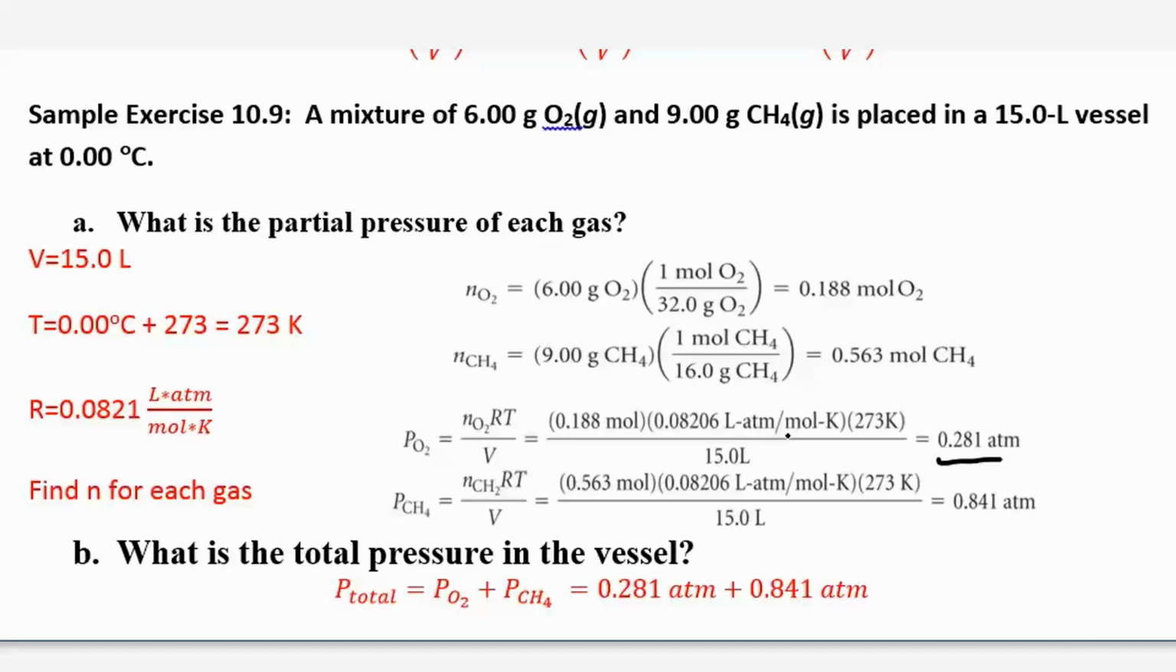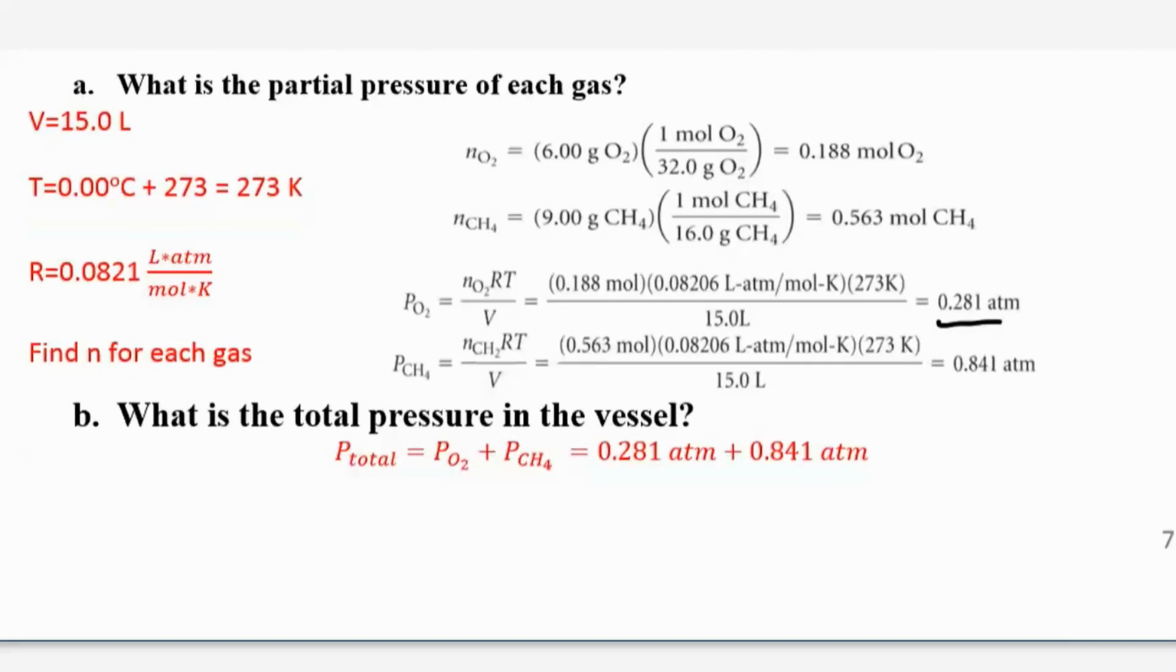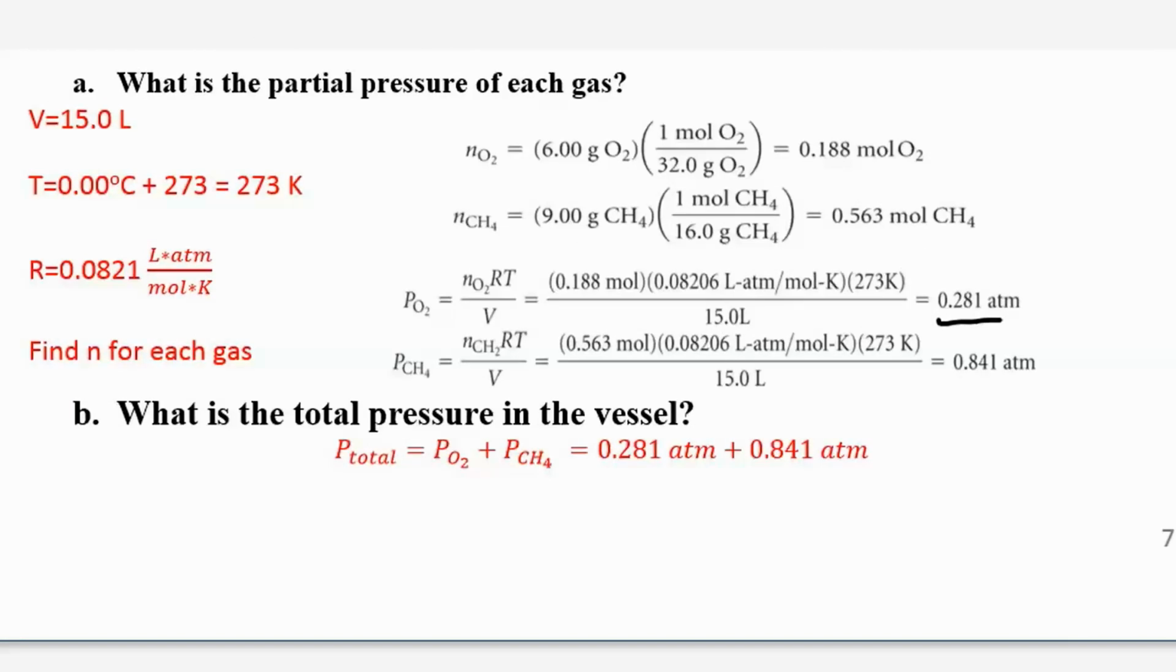You pause the video, you check the math, you do the same thing, so you practice doing it. We get our two partial pressures here, 0.281 and 0.841. And if they wanted now in part B, they're asking what's the total pressure?